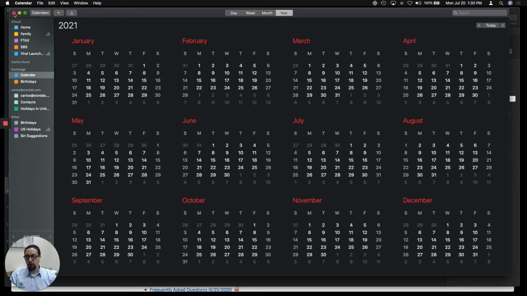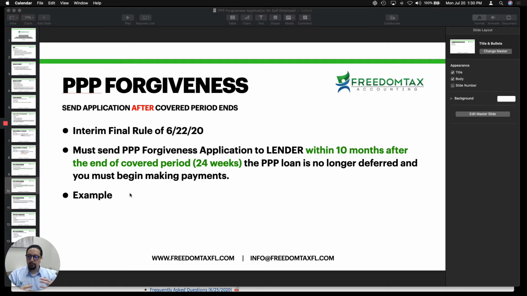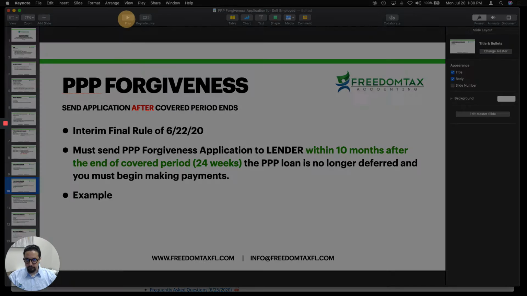Okay, so I hope everyone got that example, but really, the SBA made it so easy for self-employed that as soon as your bank has the PPP loan forgiveness application ready, just send the application and get your full forgiveness and get that over with. Well, that's our recommendation.